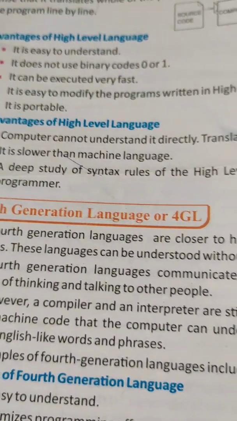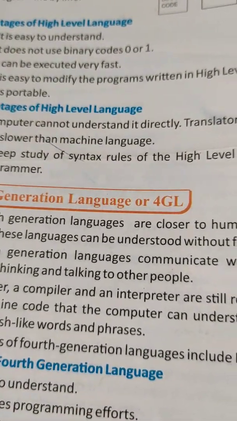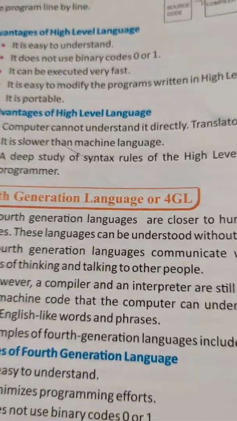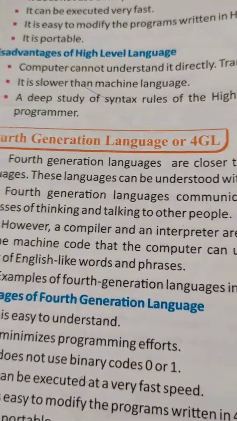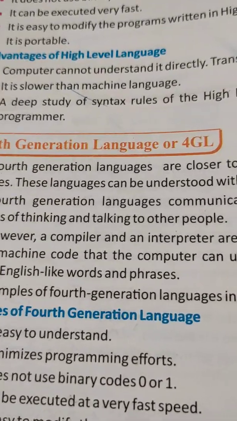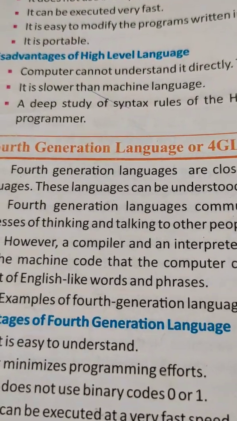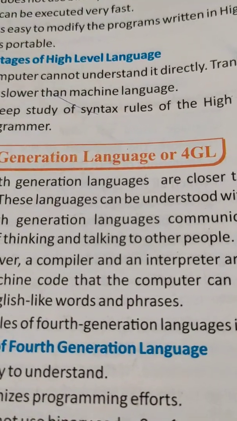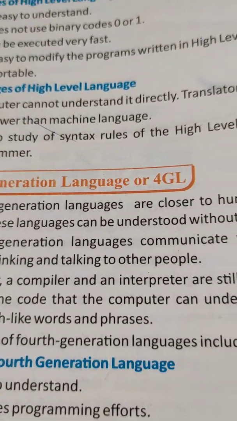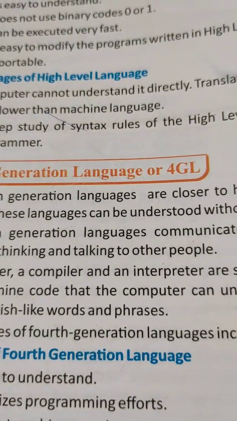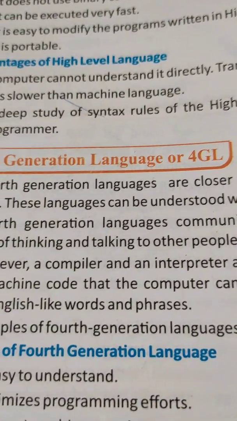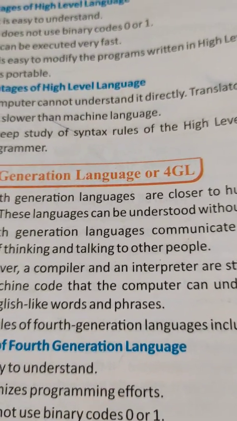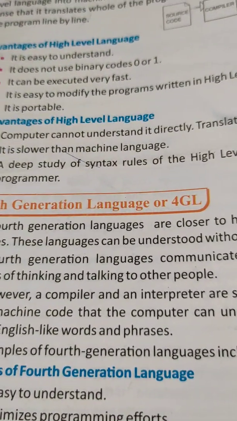These are the languages we learned in this lesson. The 4 types of computer language are first generation language, second generation language, third generation language and fourth generation language. First is the machine language, second is the assembly language, third is the high level language and fourth is the 4GL, fourth generation language. Is it clear, students? These are the languages in a computer.